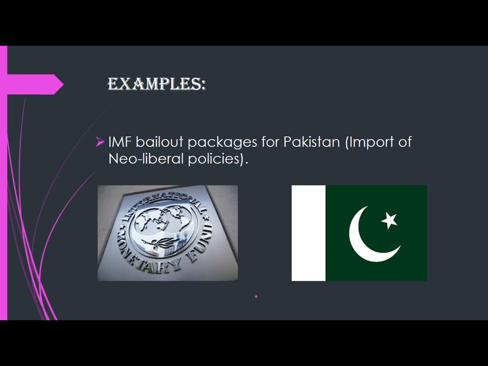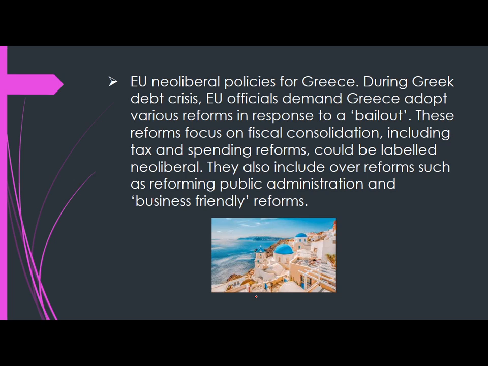Another example is what the EU did to Greece. It gave them a bailout package and asked for fiscal consolidation and all those free market based policies that they have to follow: tax and spending reforms, reducing spending, and creating a business friendly environment. That's Greece's picture. The EU asked that of Greece.